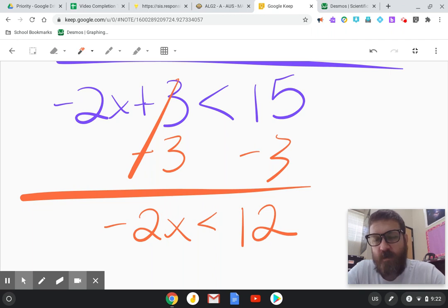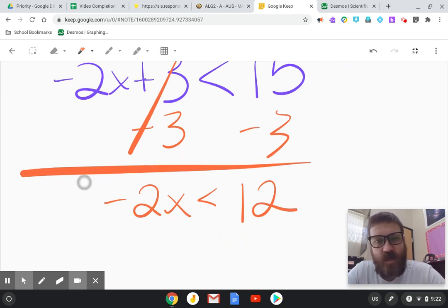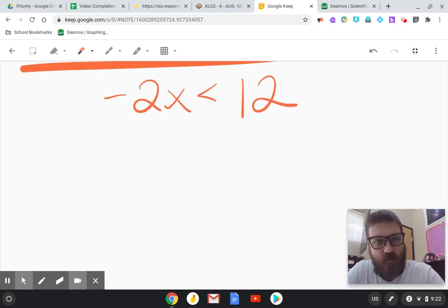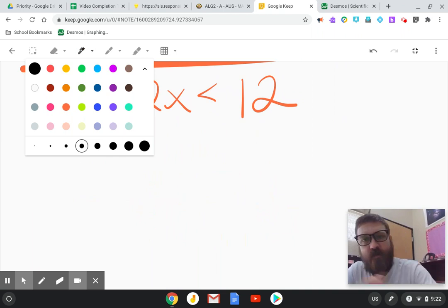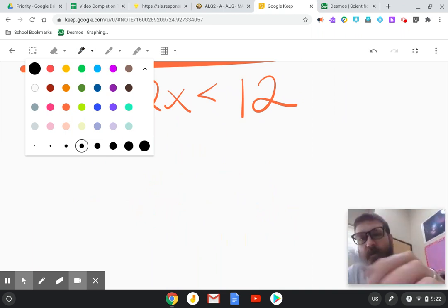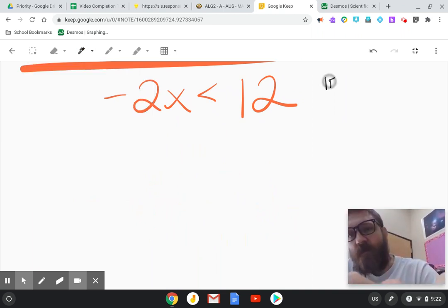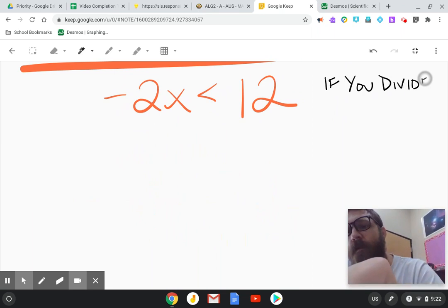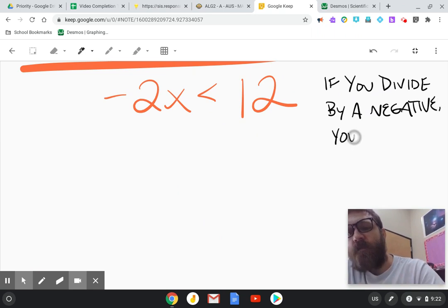Okay, now I said earlier that the way you work these out is exactly the same, and it is, except one unique situation that you need to keep your eye out for, and we have one right here. So I'm going to write it down next to this. If you divide by a negative, you must switch the inequality.